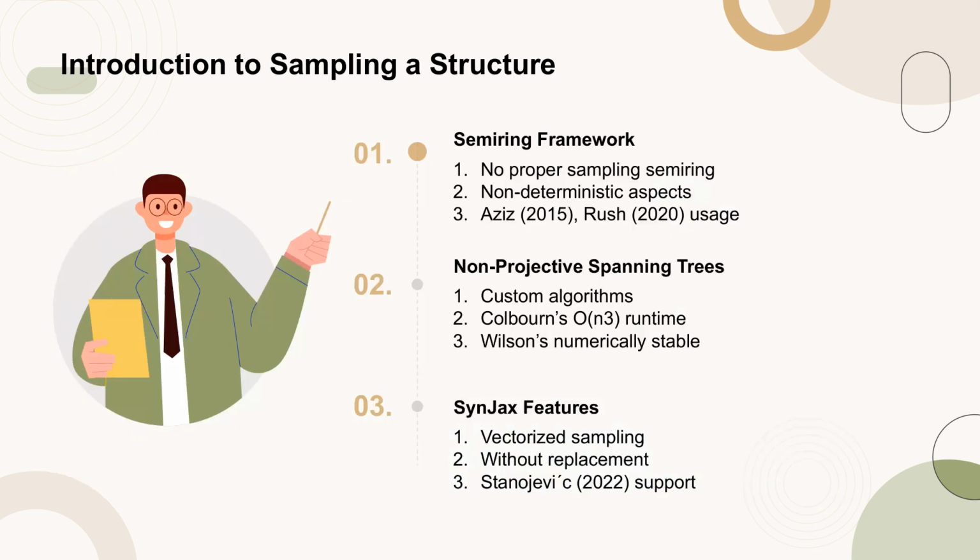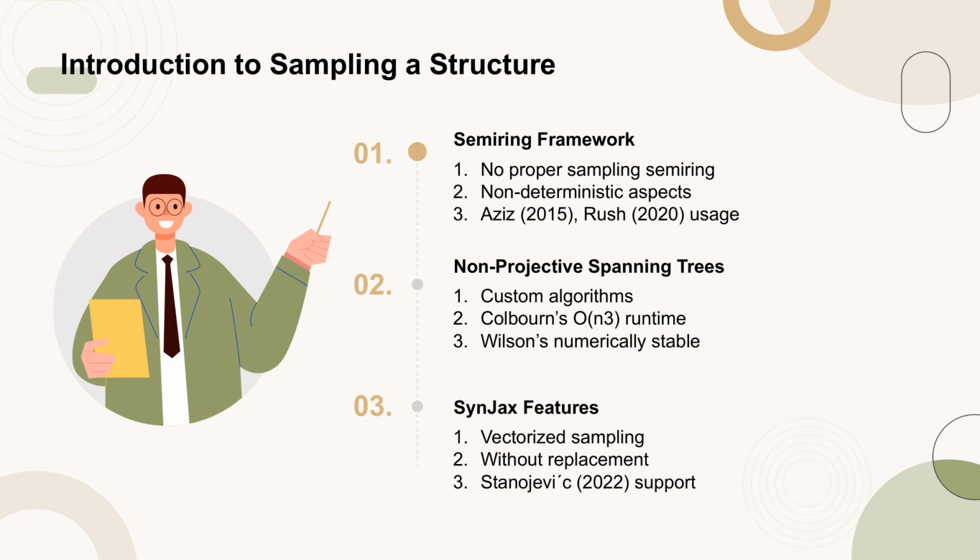In the context of sampling structures, there is no proper sampling semiring due to the requirement for deterministic output in semirings. However, the semiring framework can be adapted to include non-deterministic aspects. Researchers like Aziz, 2015, and Rush, 2020, have employed a semiring that operates like a log semiring during the forward pass but performs sampling during the backward pass, aligning with the forward filtering backward sampling algorithm.